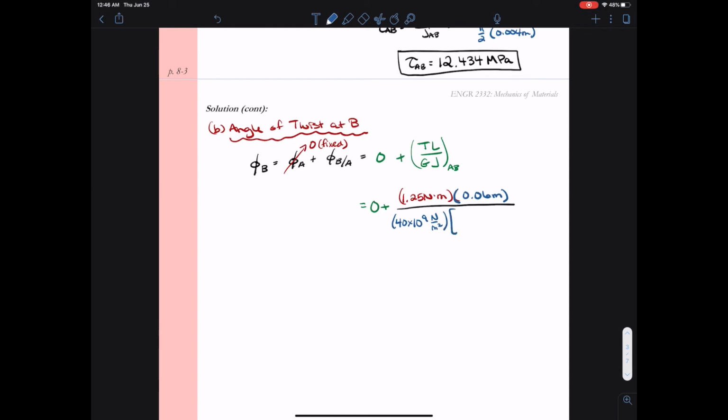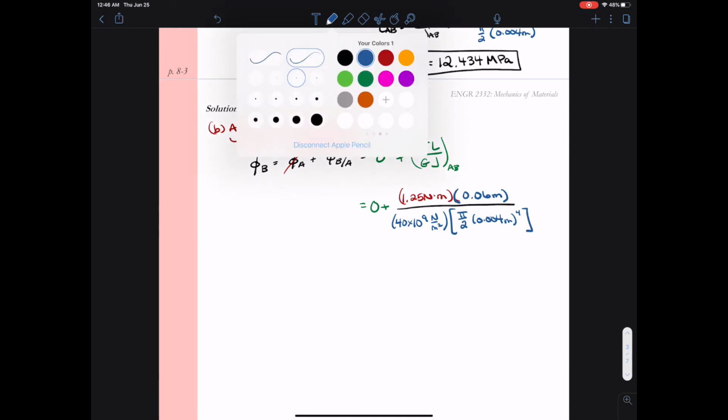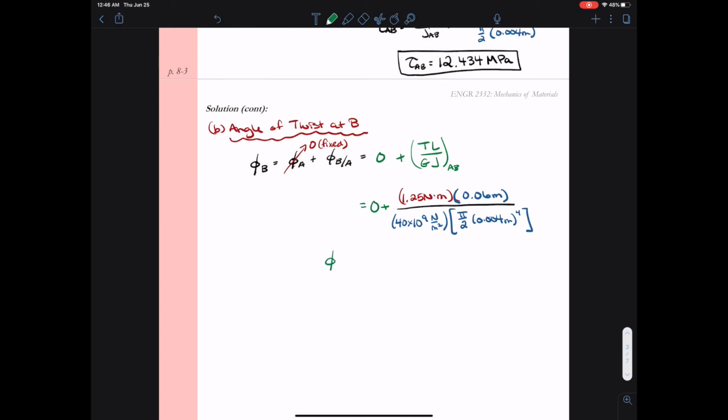Finally, we have J. I'll just do the calculation directly in my problem statement. J is going to be pi over 2 times the radius to the fourth. In this case, segment AB is the larger diameter rod, and so it's going to have the 4 millimeters, or 0.004 meters, raised to the fourth. So we do our calculations and we can calculate the angle of twist at point B.